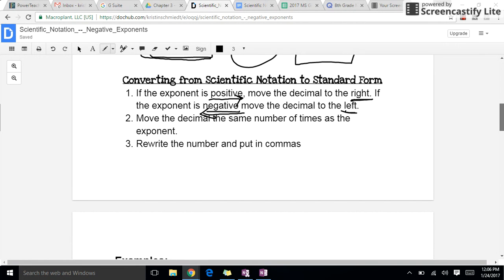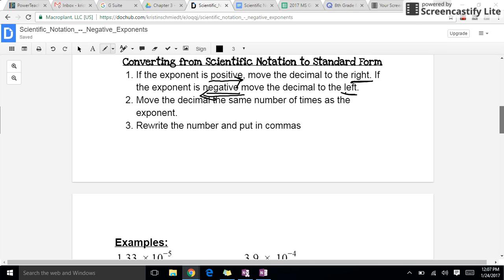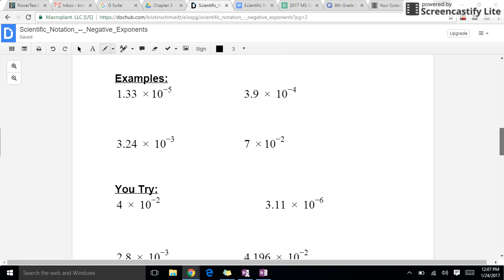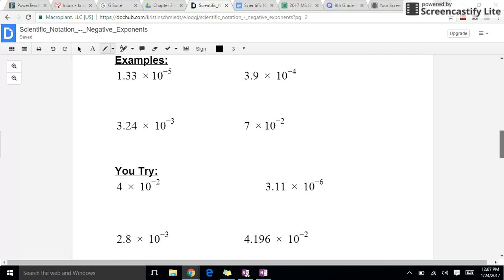Still moving the decimal the same number of times. Now, you can't really move your decimal -4, so you just move it 4. Or like -2, you just move it 2. And then lastly, you rewrite the number and put in the commas. Great. So we are going to do some examples here.